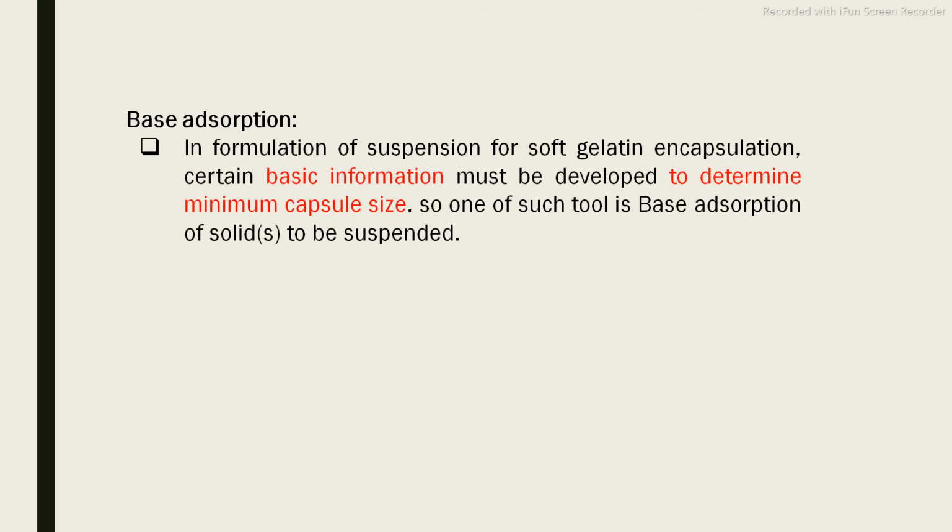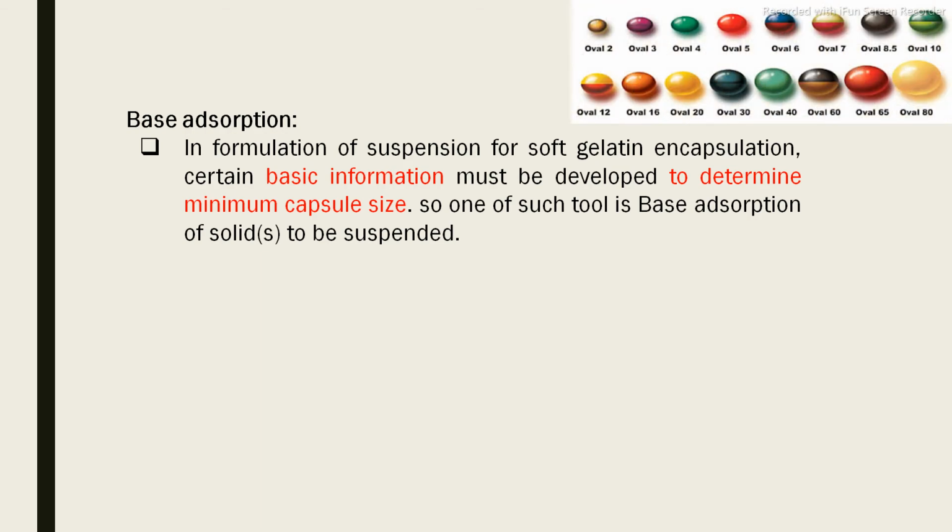Base adsorption. So what is meant by base adsorption? It gives the basic information to determine the minimum capsule size. Here in this image, you can see the different sizes of oval soft gelatin capsules. Although the shape is oval in nature, you can see different sizes of the capsules: starting from oval 2, 3, 4, 5 up to oval 80.